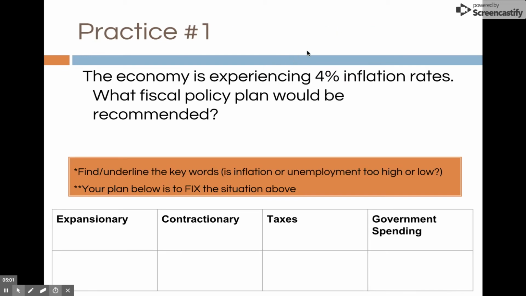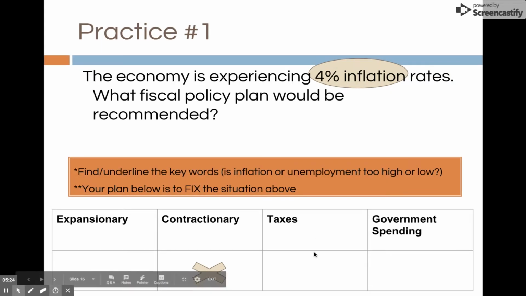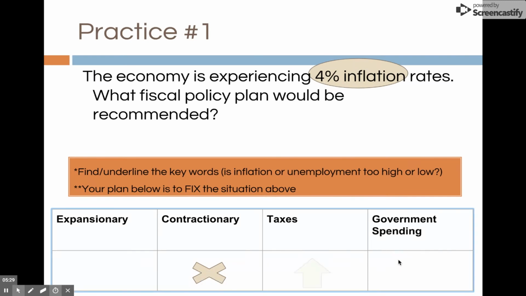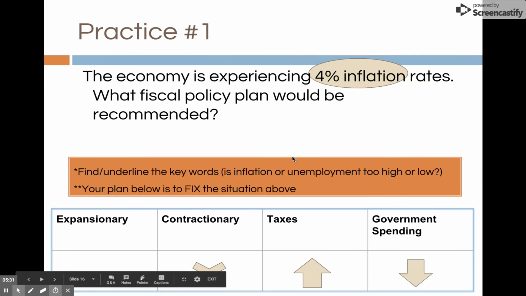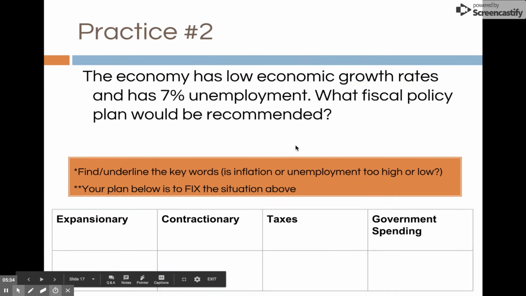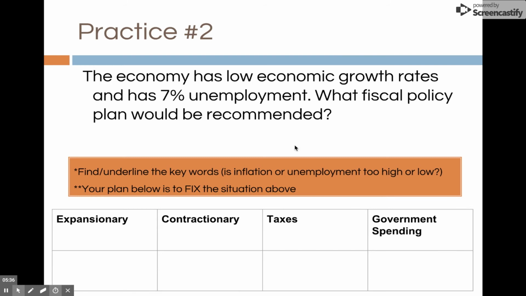The economy has inflation at 4%. Find and underline the key words. Well, a key word would be this 4% inflation. Is that good or bad? Are we going too fast or too slow? Our policy below is going to fix it. So I would guess that 4% inflation means we're going too fast. So let's slow it down. How would we slow it down? Well, the government needs less spending, so that would take care of that. And the government needs to increase taxes to slow down spending. I'll let you take care of this scenario. Pause the video.